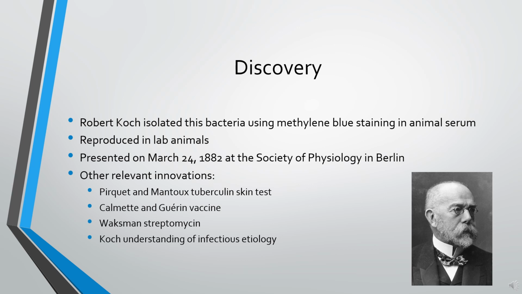The discovery of Mycobacterium tuberculosis. Robert Koch, the German physician and microbiologist behind the eponymous Koch's postulates, first isolated this microbe using methylene blue staining in animal serum. He then reproduced this bacterial infection in lab animals before presenting his findings at the Society of Physiology in Berlin on March 24, 1882. Some other relevant innovations to Mycobacterium tuberculosis include Pasteur and Calmette's tuberculin test, Calmette and Guérin's vaccine, Waksman's streptomycin treatment, and Koch's understanding of the microbe's infectious etiology.